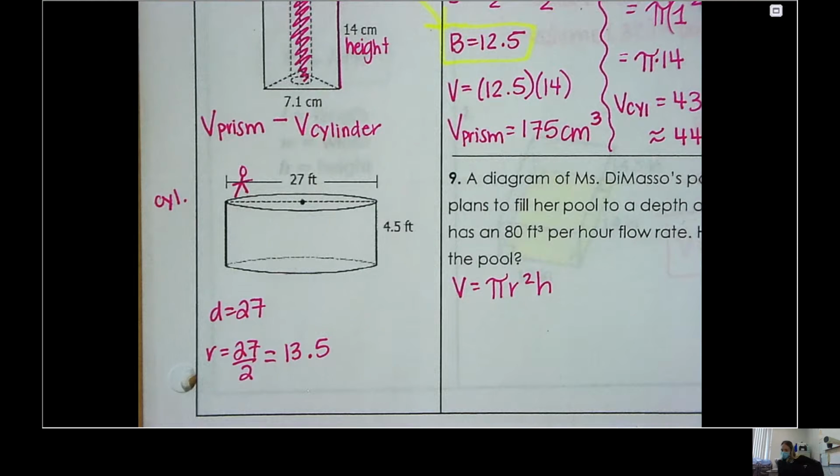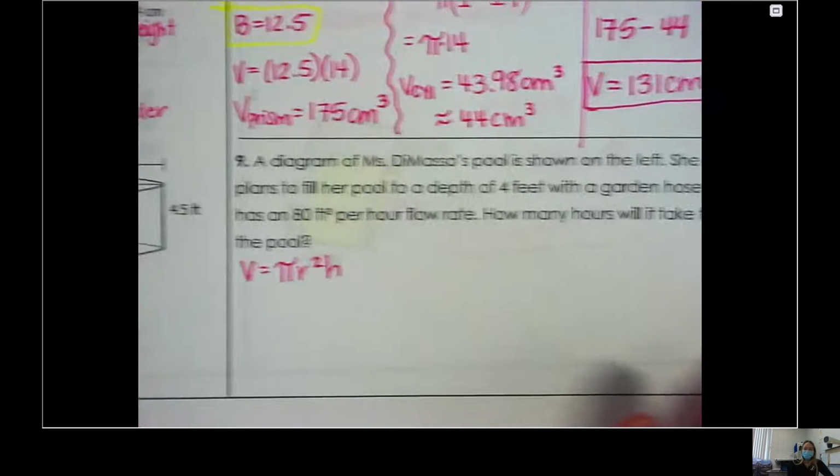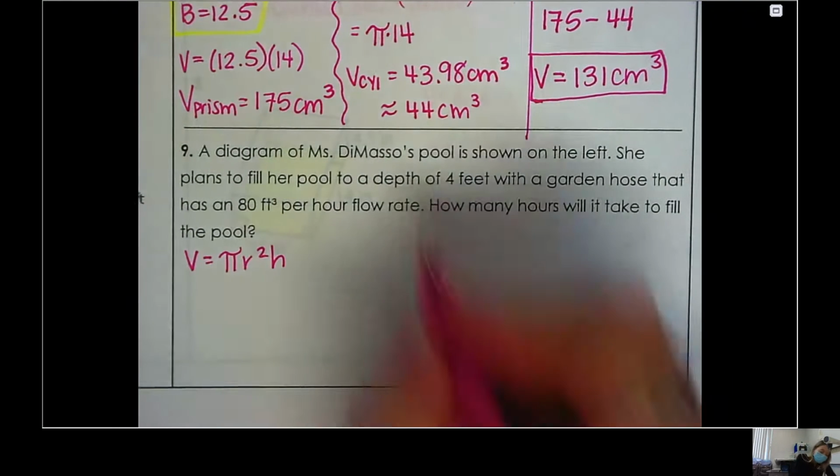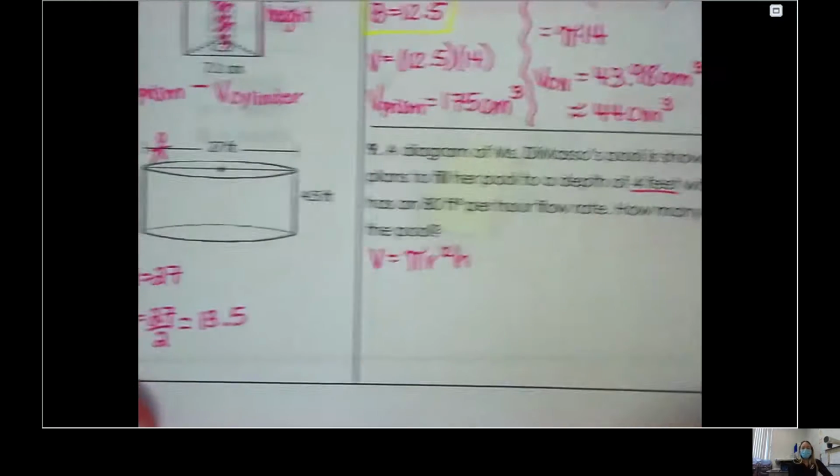Fabulous. What's the only other thing I need? The height. Yeah, what's the height? No. Good attempt. It's not 4.5. Why not? Read the question again. How much do I want to fill my pool? 4 feet. 4 feet. Right, so think about it logically for a second, right?